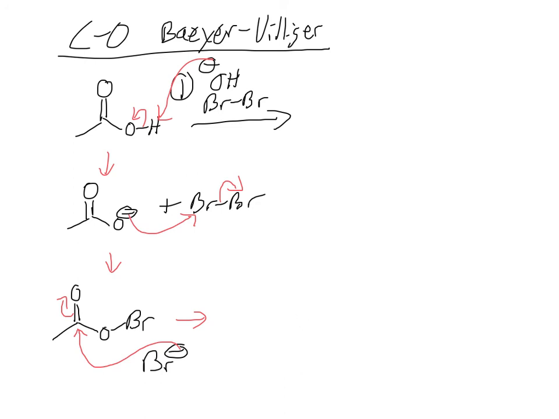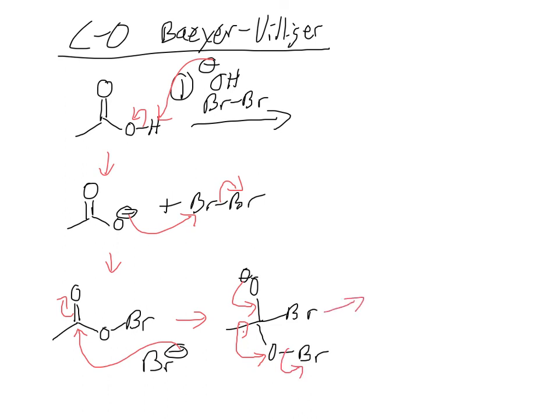Tetrahedral intermediate. O minus, it's coming down. But now in this case, in the surprise of all surprises, the Br is not going to get kicked out. Instead, this methyl is going to migrate and attack that oxygen. And as that happens, this oxygen-bromine bond is going to break.